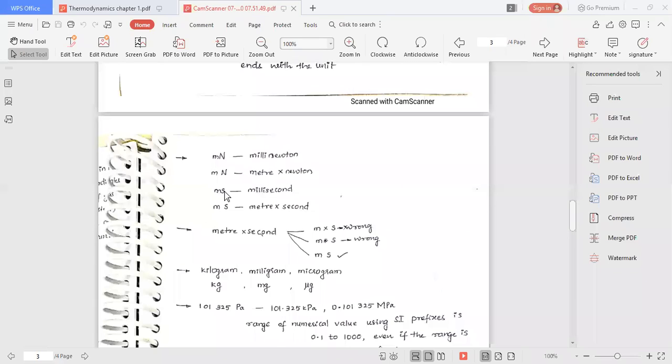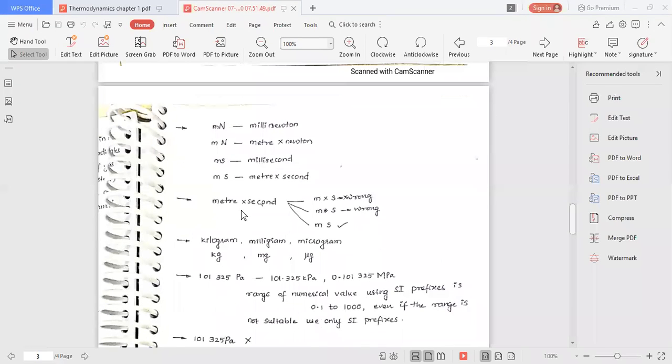Okay. Next, you have to tell me. Small m into s I have written is milliseconds. Why? Because there is no space between m and s. And here there is a space. So you can say small m for meter, small s for second. So these are the symbols.